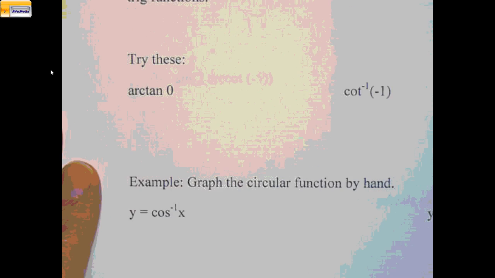Inverse of tangent. The tangent of what angle is going to give us 0 is what they want to know. Now, if it's 0, it's probably some sort of quadrantal. Remember, for tangent, you're only allowed to use negative pi over 2 to pi over 2. First and fourth quadrant. What's that angle going to be? 0 degrees, or 0 radians.